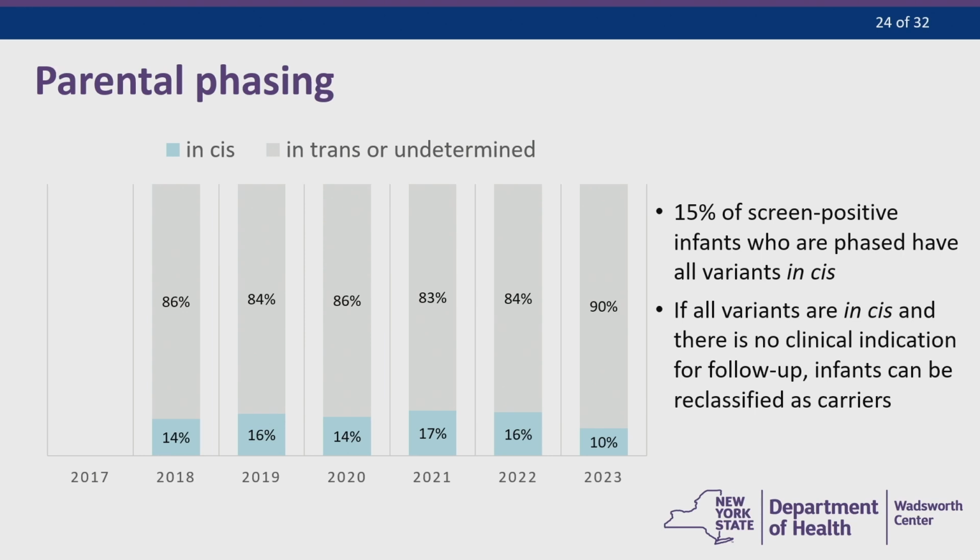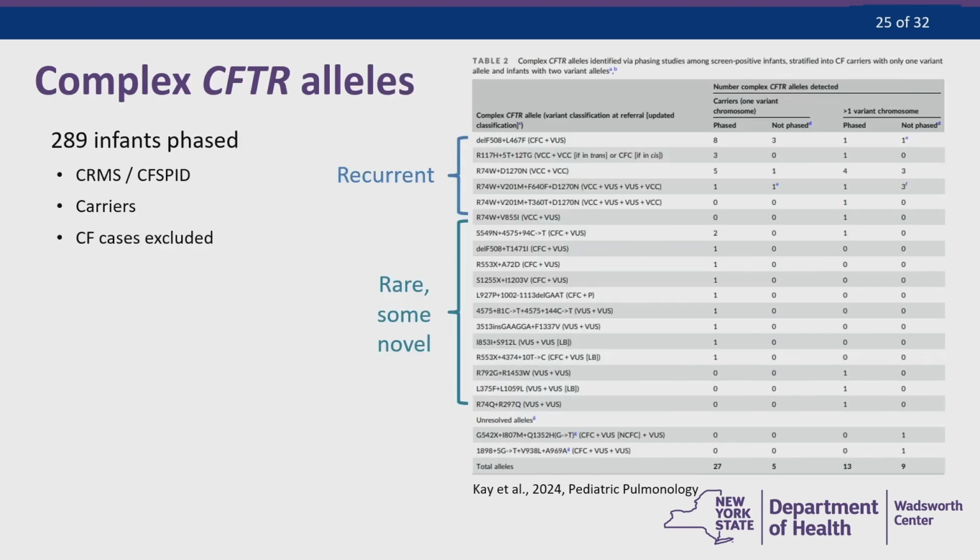This is really important because if there's no clinical indication for follow-up in these babies, if their sweat chloride is low, these babies can be reclassified as carriers. And I think even some centers, if the phasing shows that the variants are in cis, they actually don't need to do the sweat test. It depends on the order of operations.